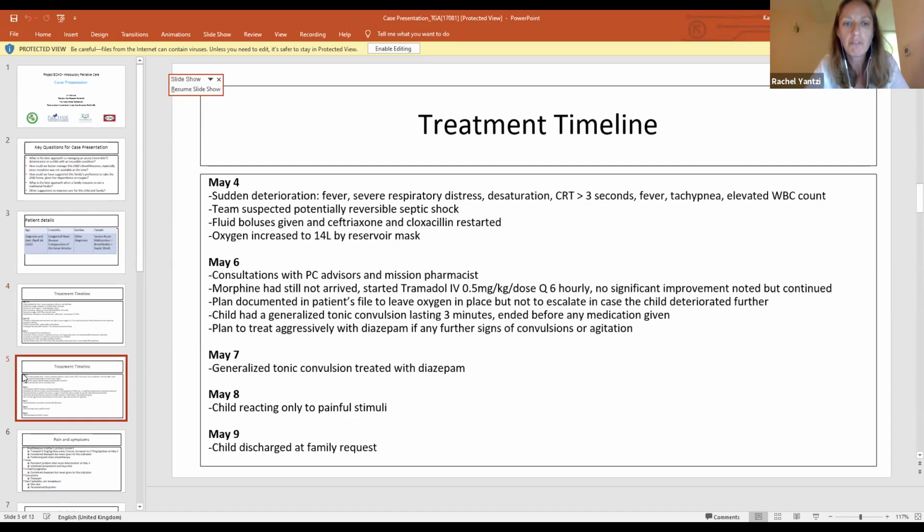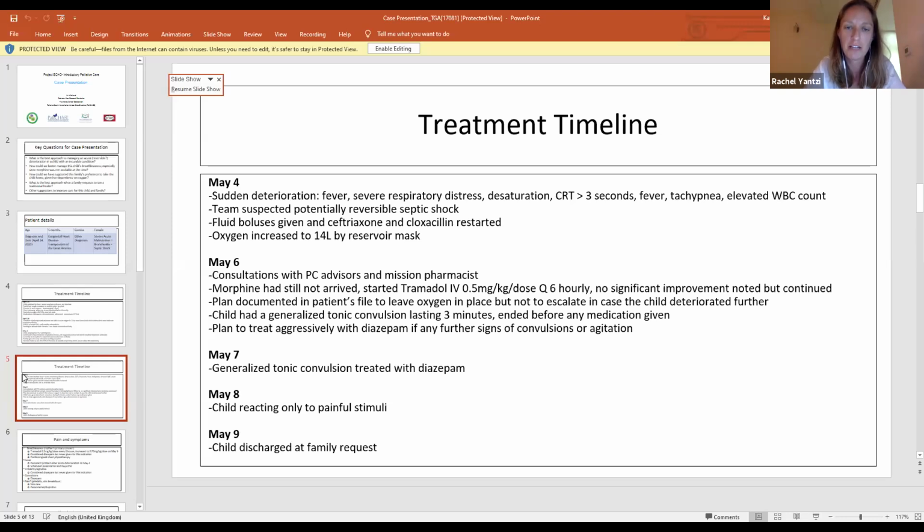So then on May 4th, the child had a sudden deterioration. She developed fever, really persistent fever, severe respiratory distress. Her saturations were dropping again and she had prolonged capillary refill time. She had tachypnea and an elevated white blood cell count. So the team was thinking that she might have developed septic shock at this point.